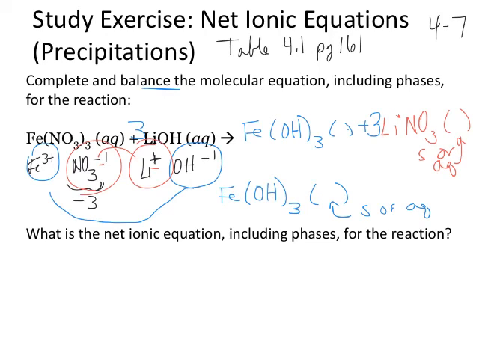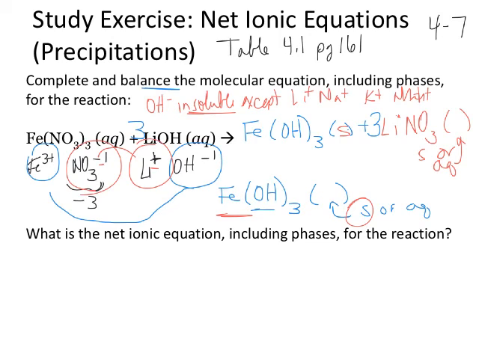Now, what's our solubility rules? For hydroxides, what's it say? Hydroxides are generally insoluble, except when paired with the usual suspects here: lithium, sodium, potassium, and ammonium. So what about iron? Yeah, so it's insoluble. It's going to be S. And we know that nitrates, there are no exceptions. They are aqueous. They're always soluble. So that is our molecular completed balanced equation.